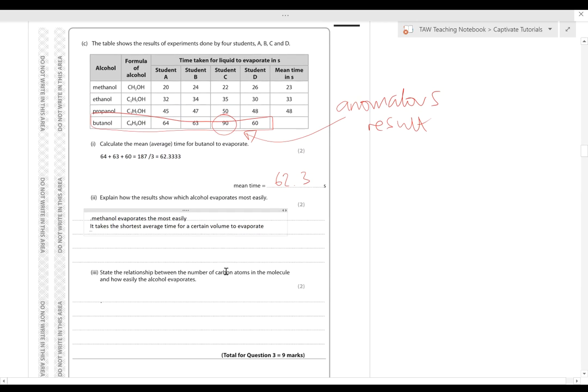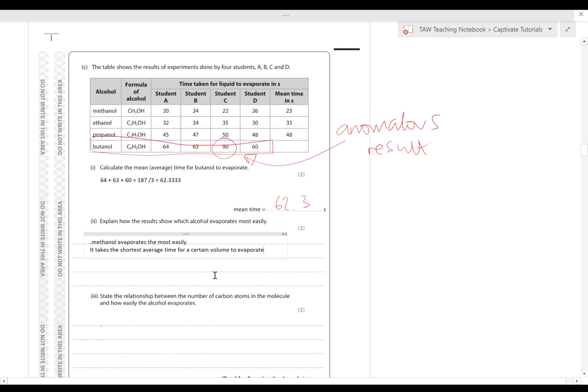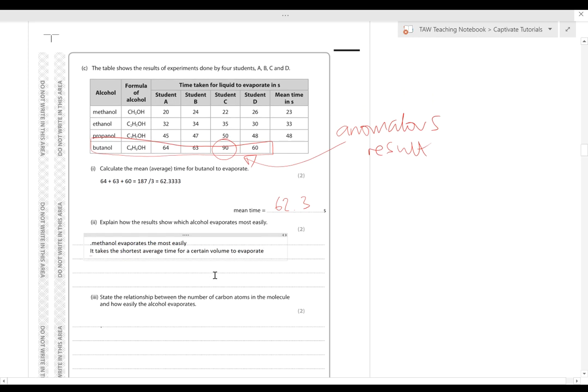Moving on to the last question. So state the relationship between the number of carbon atoms in the molecule and how easily the alcohol evaporates. So let's go up to the table and we need to identify how many carbon atoms are in each of these alcohols, and we can use the formula. So we can see in methanol we've got 1 carbon, in ethanol there are 2, propanol 3, and butanol 4. Now we match that with the mean times. We can see that as we go from methanol to butanol, as the number of carbons increases, the time taken for the alcohol to evaporate also increases.